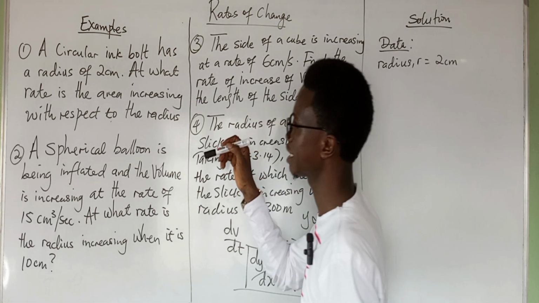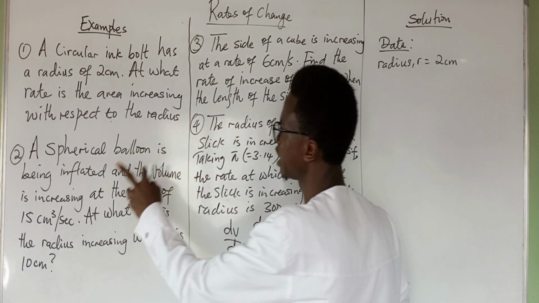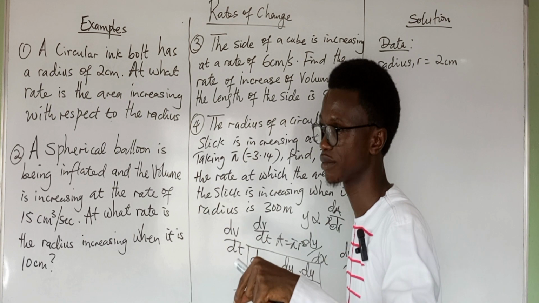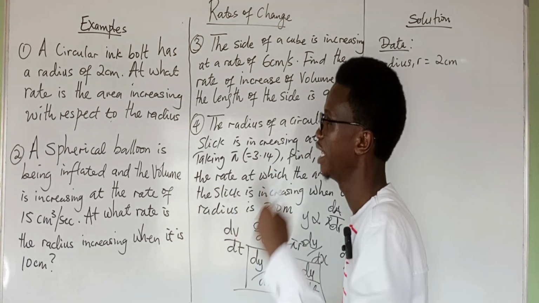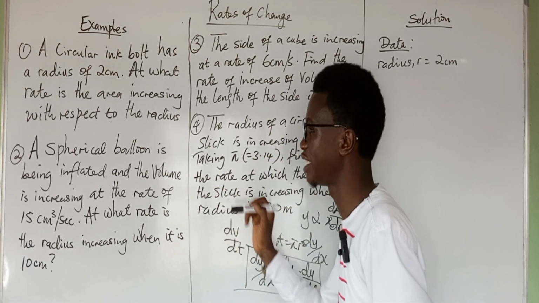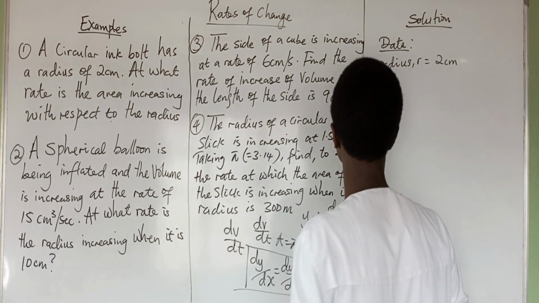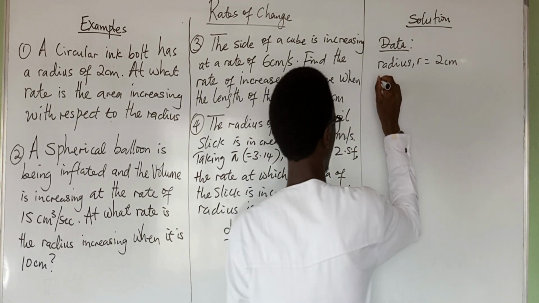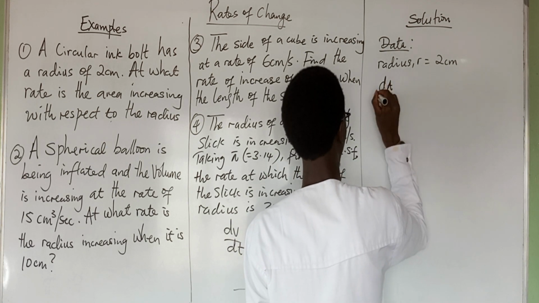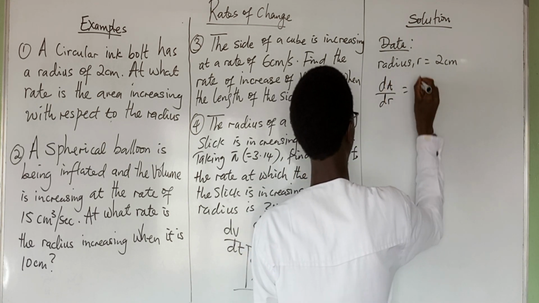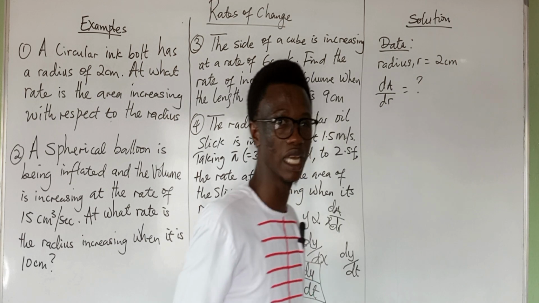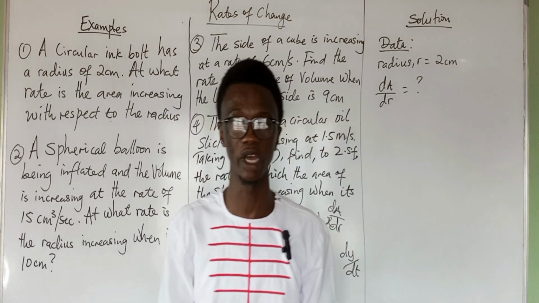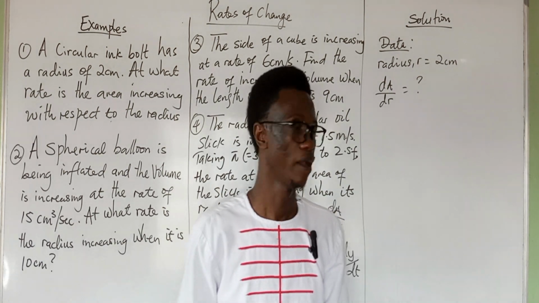At what rate is the area increasing with respect to the radius? So now the area is increasing with respect to the radius. It means dA over dr is what we need. That's the rate at which the area is increasing with respect to the radius.